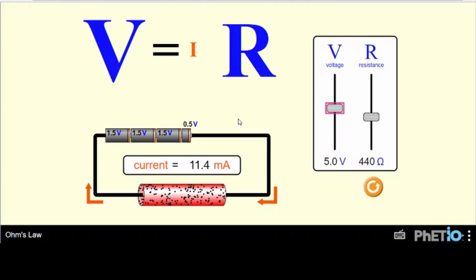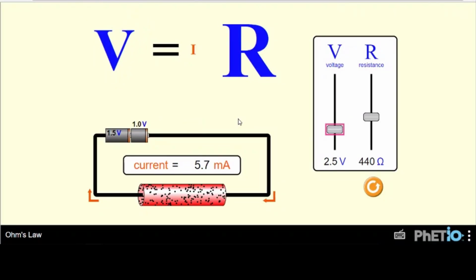V voltage slider, 5.0 volts. As letter V grows, letter I grows. 5.5 volts. As letter V grows, letter I grows. Current now 12.5 milliamps. R resistance slider, 440 ohms, 460 ohms. As letter R grows, letter I shrinks. Current now 12.0 milliamps. V voltage slider, 5.5 volts.